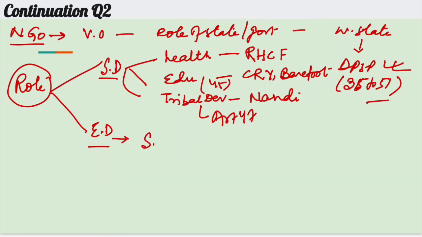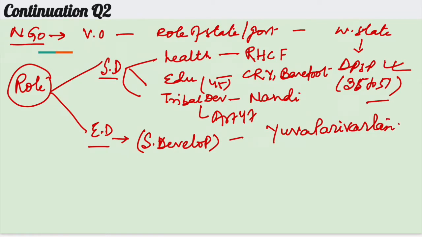Then economic democracy. Here you can link to the ambitious government program of skill development. In skill development you can mention some NGOs like Yuva Parivartan. They are basically providing skills to those who are dropouts from school. So this is the role where you need to briefly discuss that.